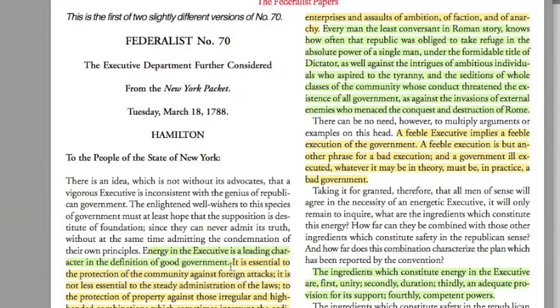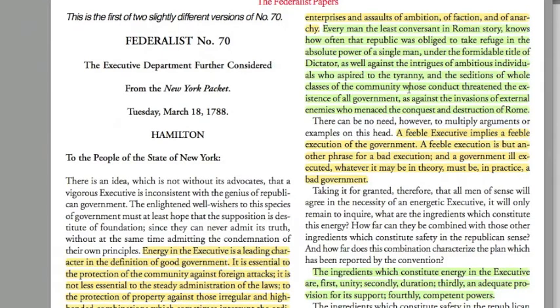Energy in the executive is important. Having a strong executive, having a strong president, is very important for leading a united country. And then he goes into explaining in brief why this is essential for protection of the community, yada, yada, yada. But you want to make sure you look at those. This is how he's setting up why having a strong president is important.